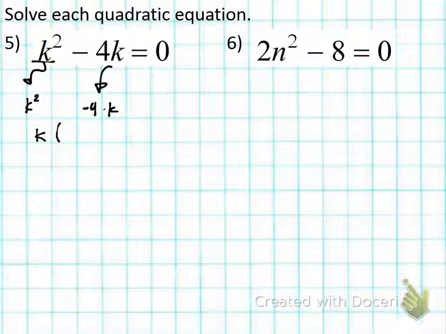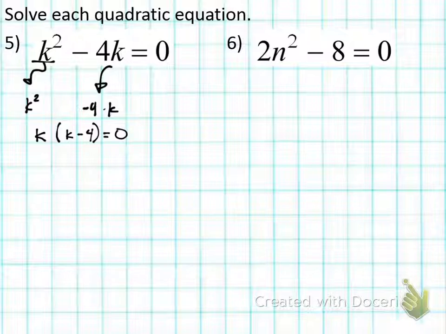Now we're going to factor it out. Check this out. K squared divided by K is K, good job. -4K divided by K is negative what? How many factors do we have up here now? 2, right? We have K times K minus 4.